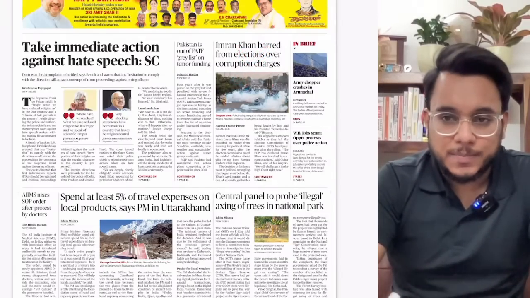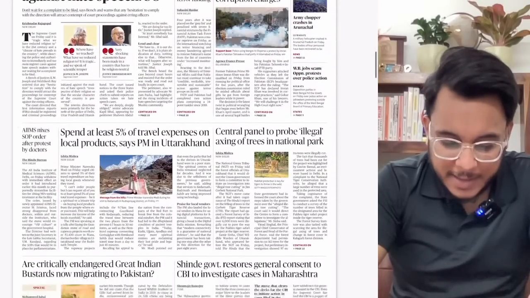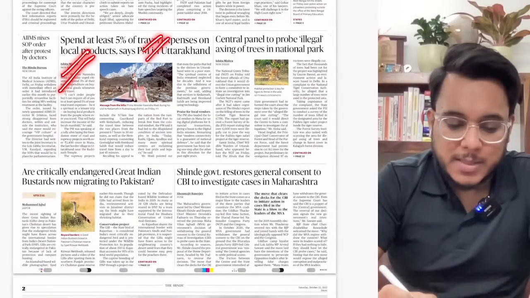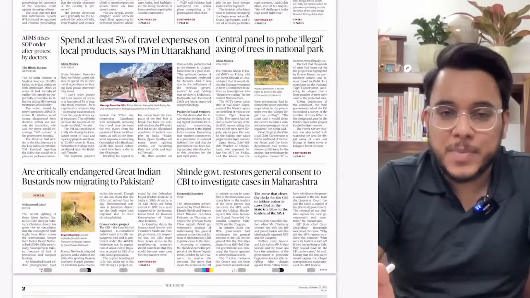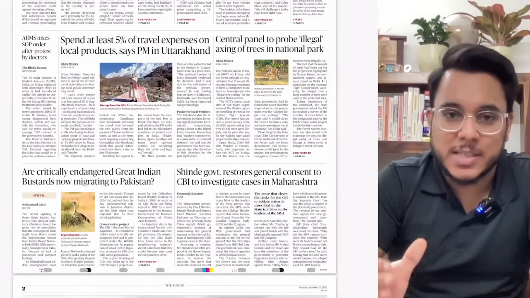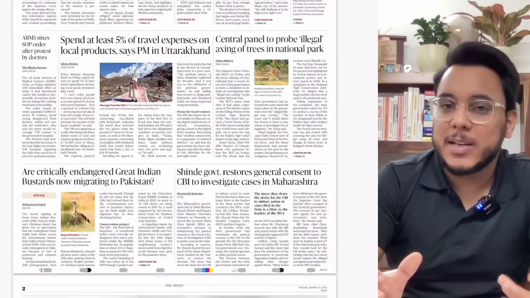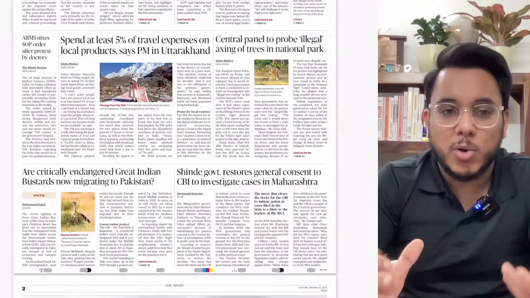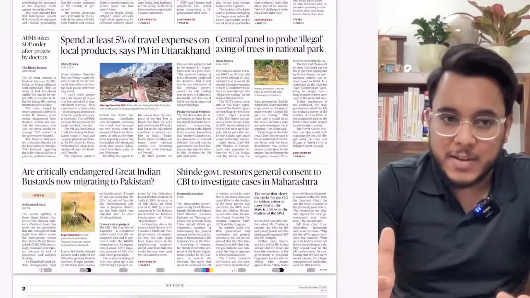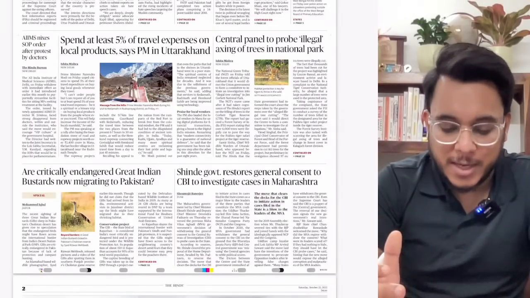So moving on. After that, guys, next we see here: spend at least 5% of travel expenses on local products, says Prime Minister. Now, the Prime Minister has inaugurated certain ropeway projects in Uttarakhand, and there he had said that in order to boost tourism, in order to provide employment opportunities to the local people, whenever we are traveling, we should spend at least 5% on that particular thing.